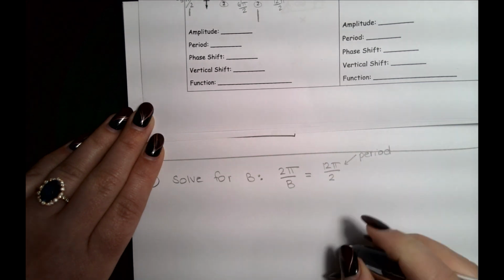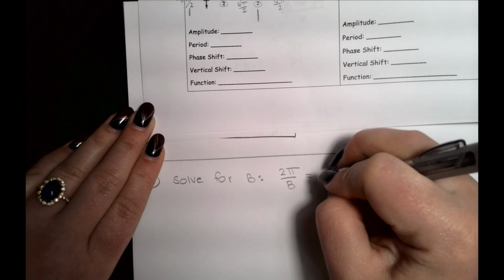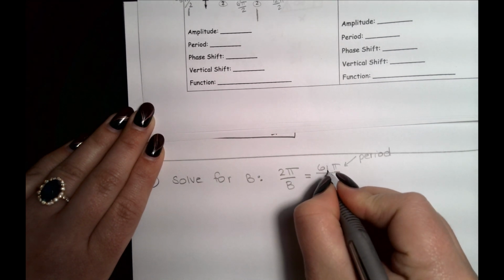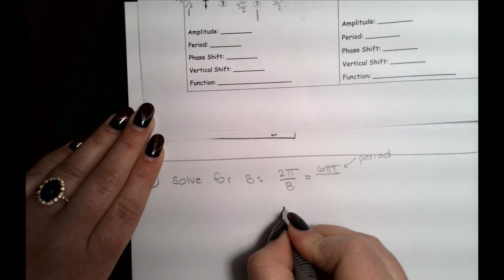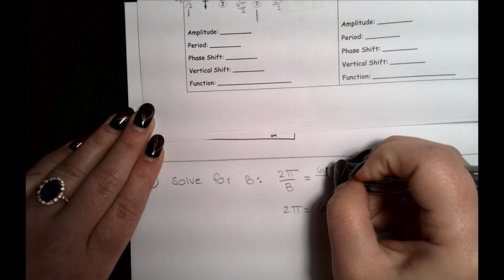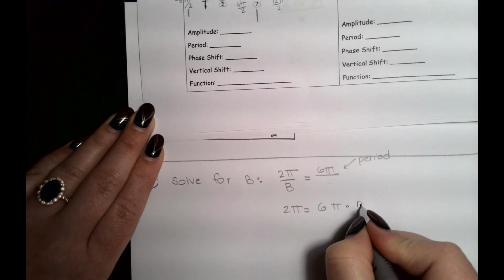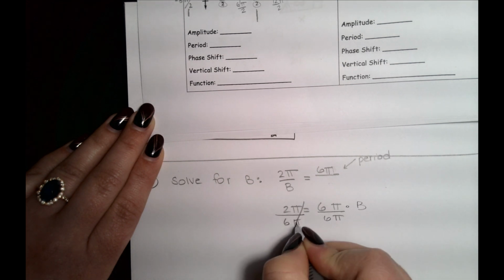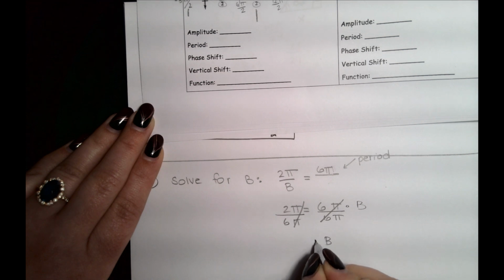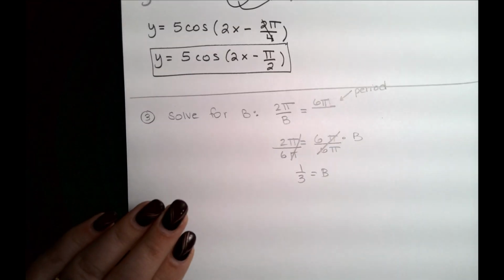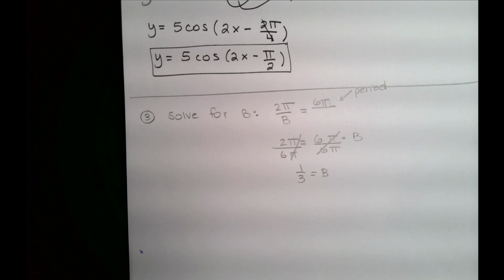And again, it's your call if you want to leave it at 12 pi halves for your period or you want to simplify it to 6 pi. I'm going to multiply by b on both sides, so we get 2 pi is equal to 6 pi times b. Divide by 6 pi, divide by 6 pi. Pi's go away. B is then equal to 1/3. Now that we have solved for b, we are ready to write the equation. We are writing it for a sine wave.